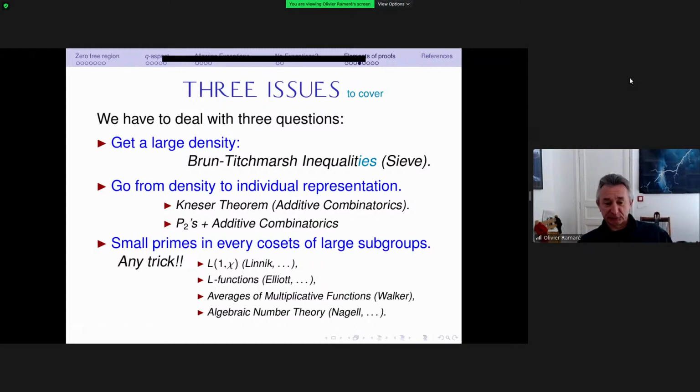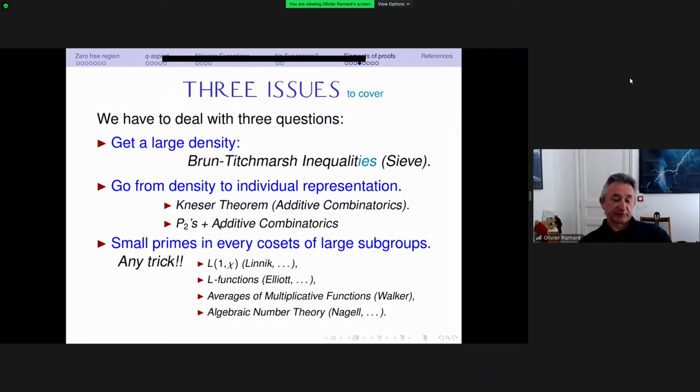Okay, this one forget, excuse me. No, not forget. The theorem we have with Balu and Priyamvad, we will have to take care of three problems. So the first one is what I'm going to talk about. We have to get a large density, which is given by some Brun-Titchmarsh inequalities. And then we have to go from the density to the individual representation. So it's Kneser's theorem and anything additional you can find. And we've added some P2 numbers. And then because of Kneser's theorem, we have difficulties of accumulation of primes in subgroups. And that we have to handle.